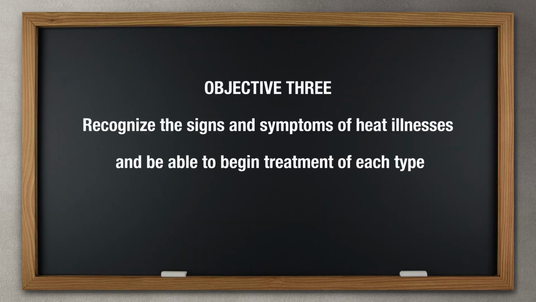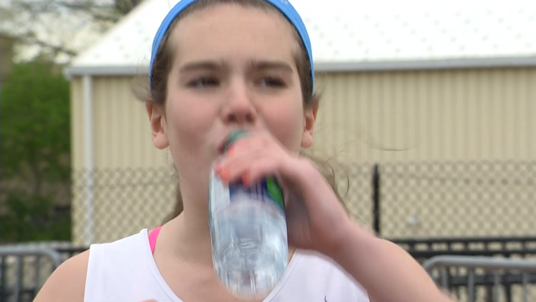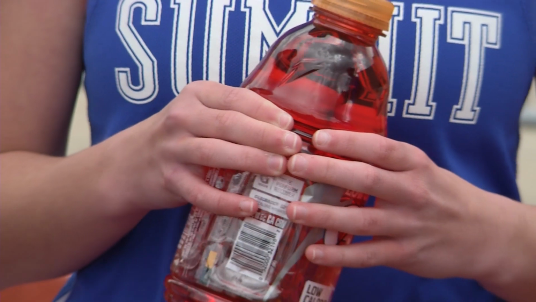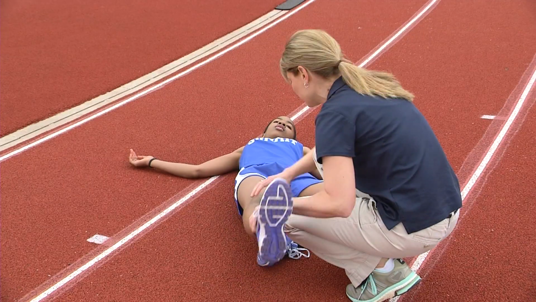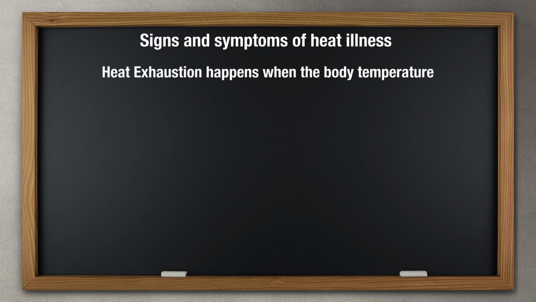Objective 3. Recognize the signs and symptoms of heat illnesses and be able to begin treatment of each type. Heat cramps are painful, involuntary muscle contractions. Treat heat cramps through rest, replacing lost fluids and electrolytes with sports drinks and salted foods, and passively stretching the affected muscle. Heat exhaustion happens when the body temperature is elevated up to 104 degrees.